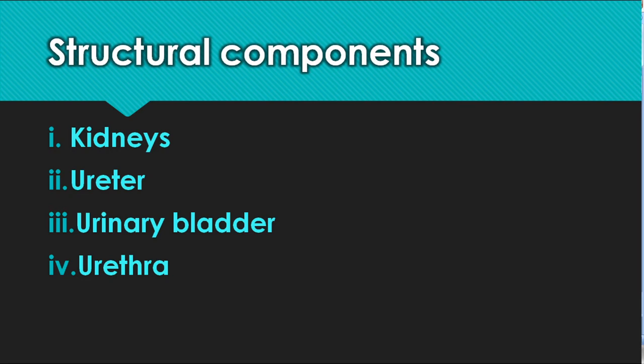The third component of human urinary system is the urinary bladder, and the fourth one is the urethra. So these are the four basic structural components of the human urinary system.